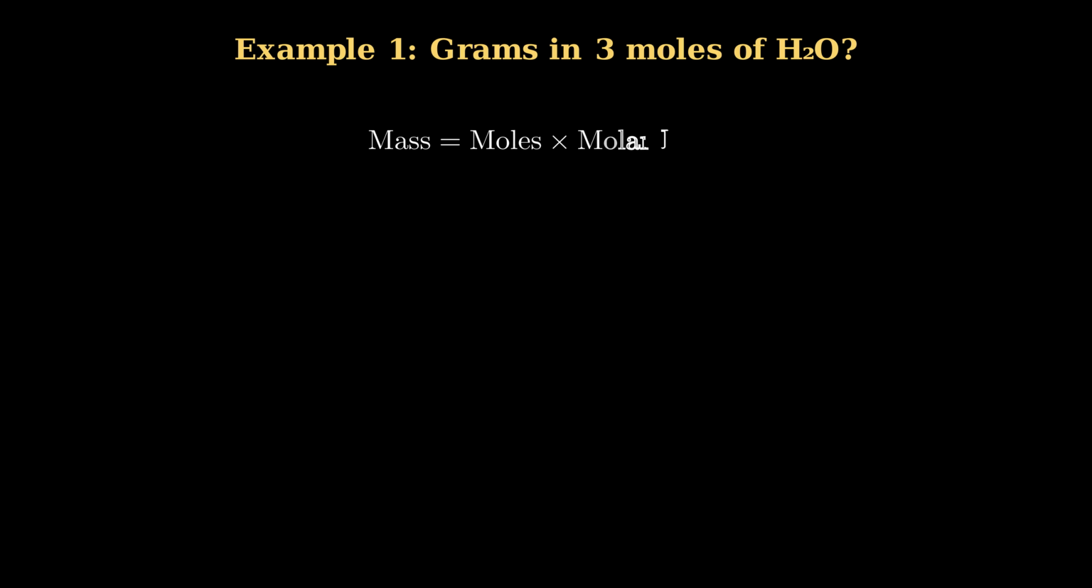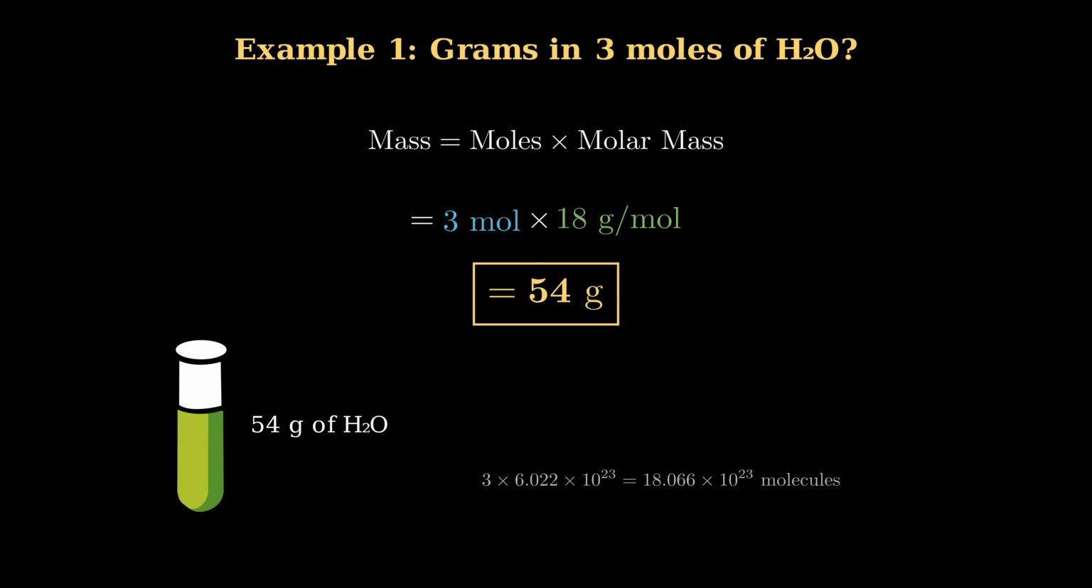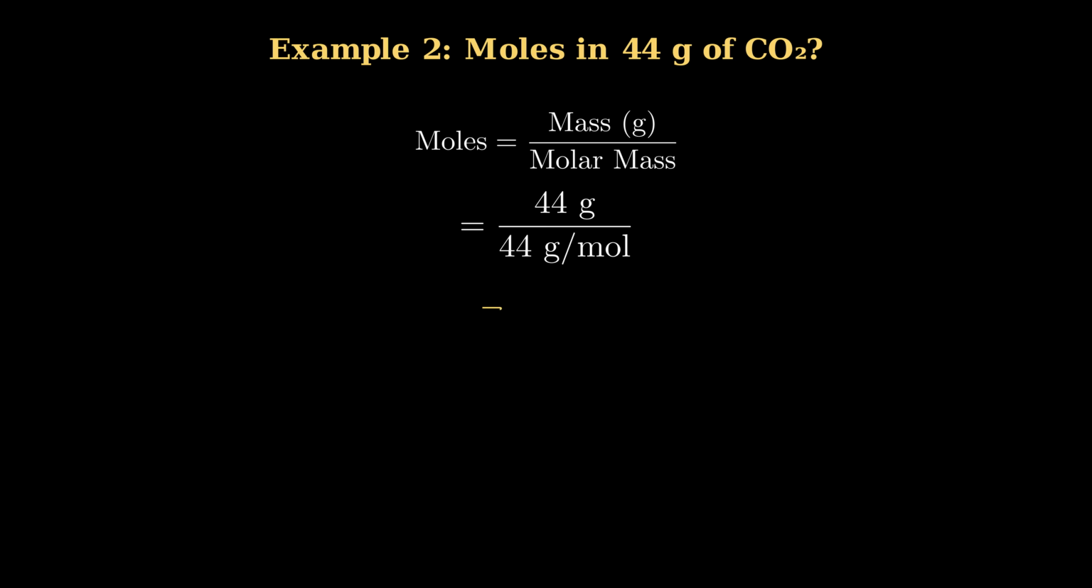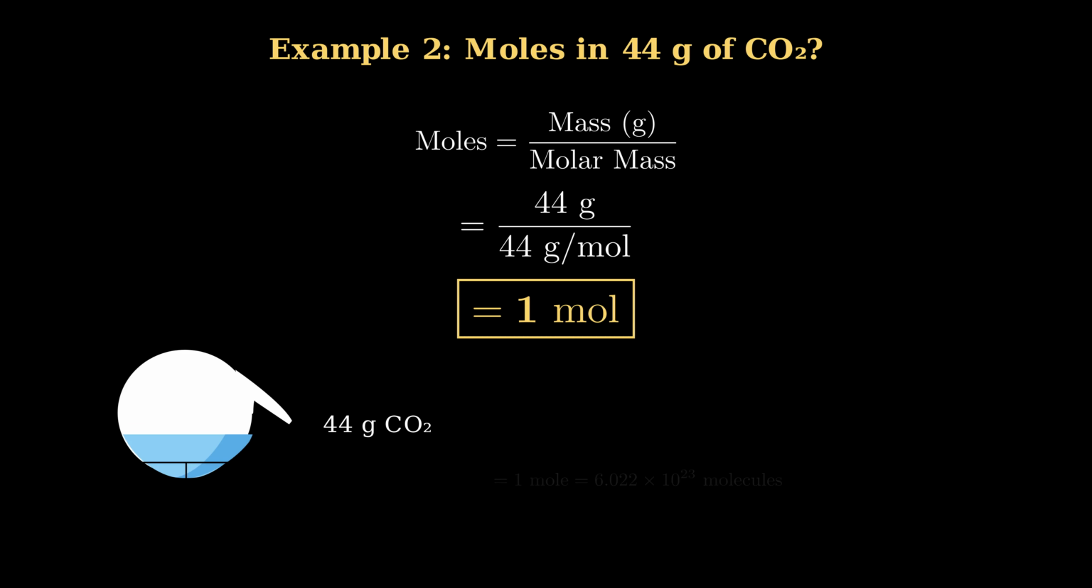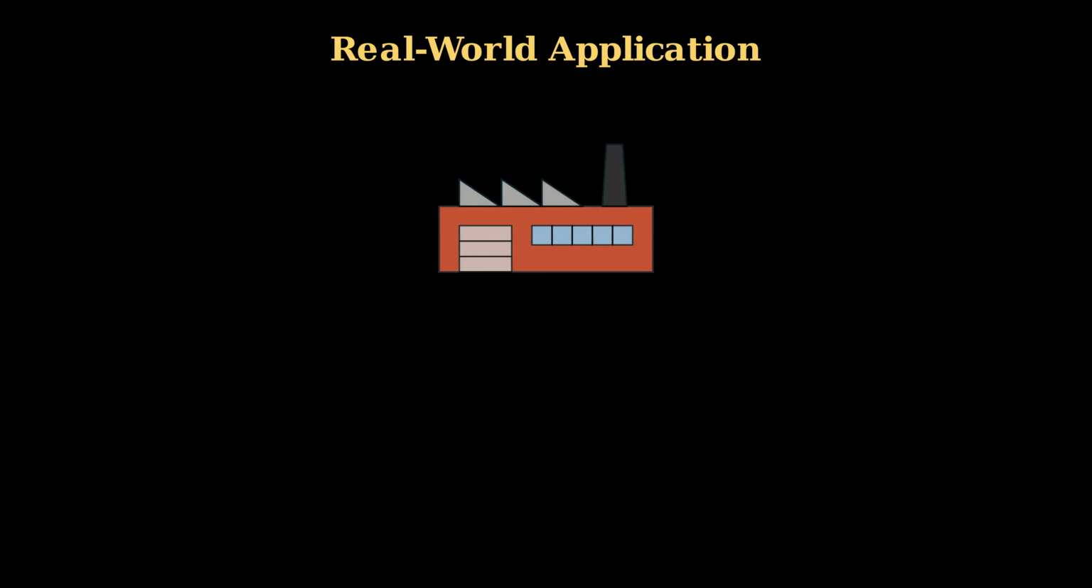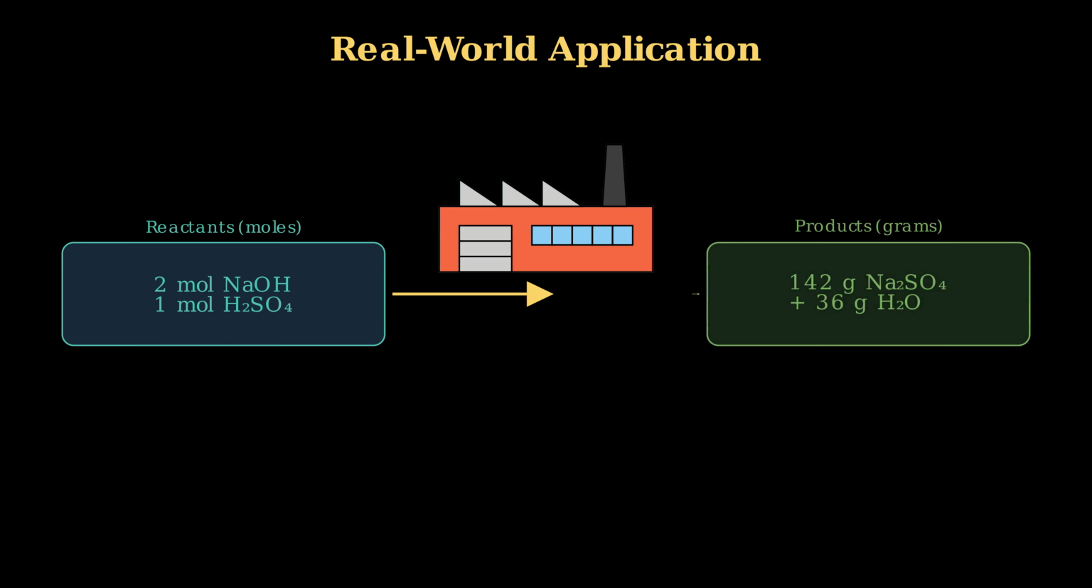Example, how many grams are in 3 moles of water? Multiply 3 moles by 18 grams per mole. Answer, 54 grams. Example, how many moles is 44 grams of carbon dioxide? Divide 44 by 44 grams per mole. Answer, exactly 1 mole. Molar mass is used constantly in real chemistry labs and industry.